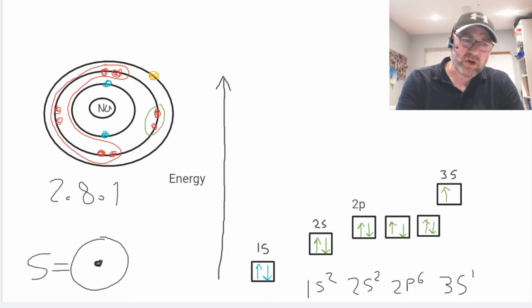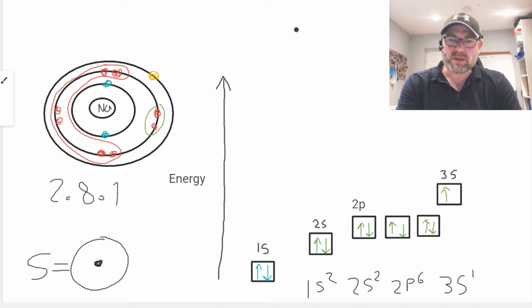Now, p electrons, or p orbitals, sorry, are slightly different. A p orbital looks like a dumbbell, like this.